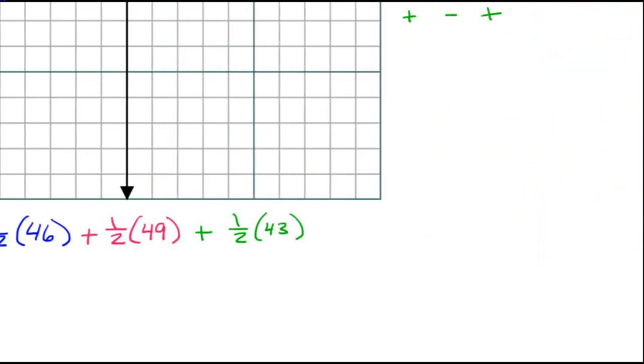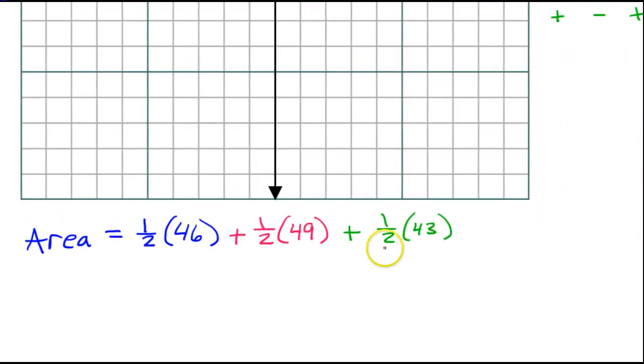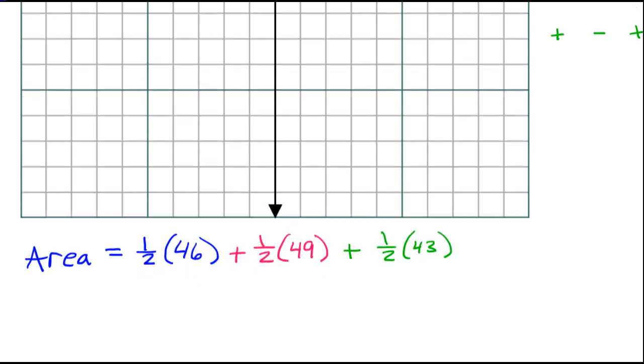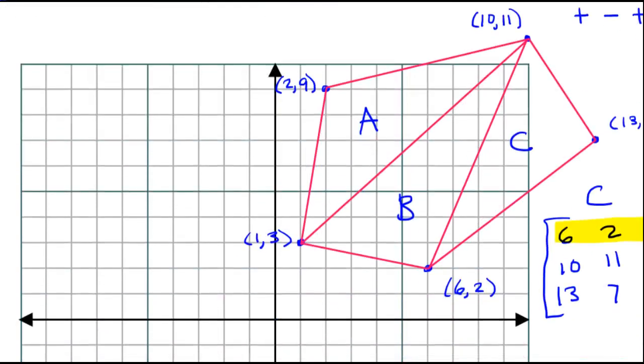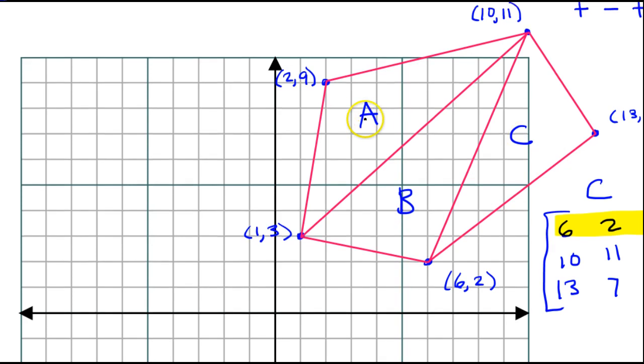So I'm going to take those three numbers, and I'm going to take half of each of them. Notice that I'm not putting negative, though. Area has to be a positive number. So instead of putting negative 46 or negative 49 or negative 43, I just put positive numbers, all positives. If I take half of each of them, that'll be the area of each one of these triangles that we formed. As soon as I take half, that gives me the area of triangle A, the area of B, and the area of C. So of course, if I add up all three areas, that'll be the area of the polygon.